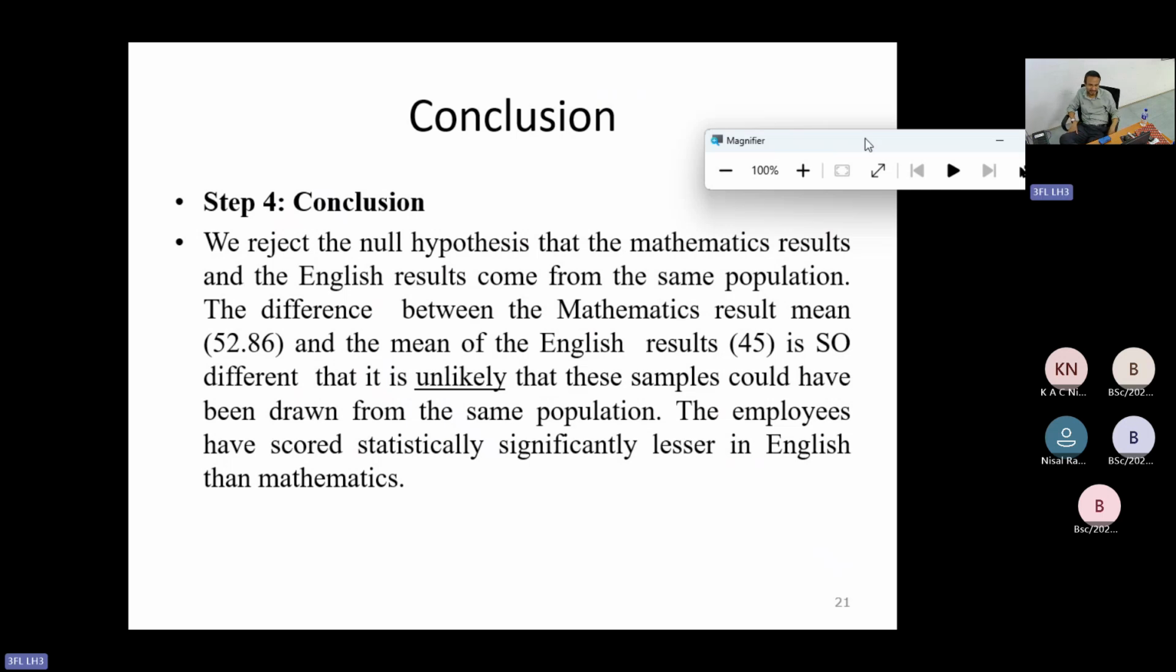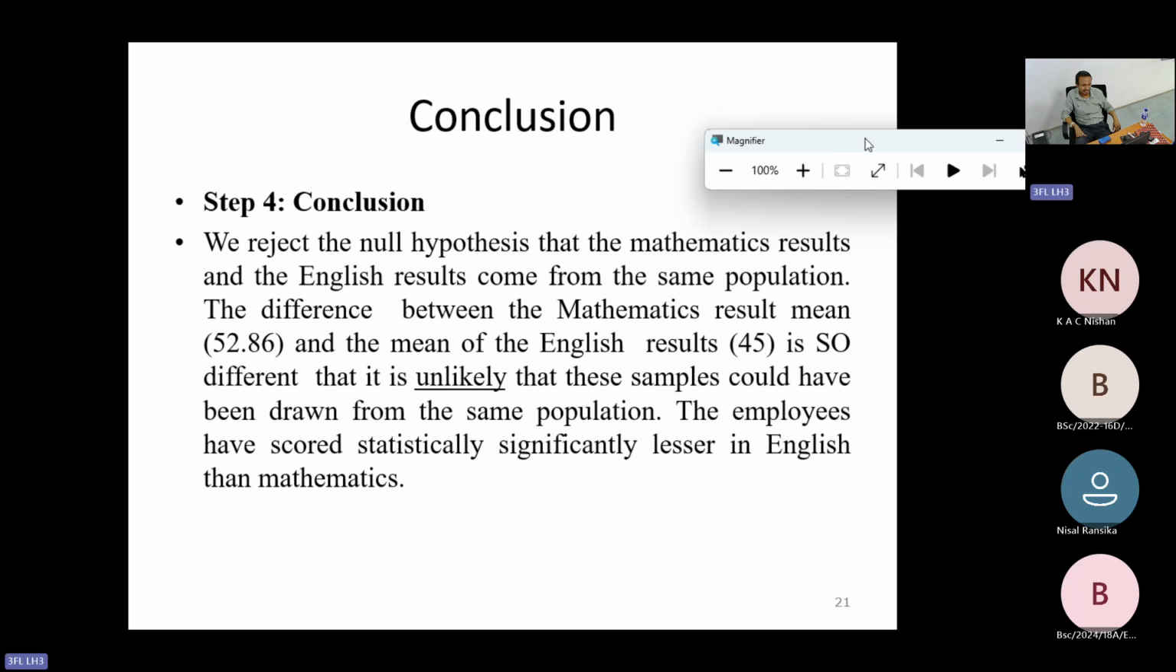The difference between the mean of the mathematics results, 52.86, and the mean of the English results, 45, is so large that it is unlikely they come from the same population. If there is a significant difference, that shows they come from two different skill populations. Their skills are different. The employees have scored statistically significantly lower in English than in mathematics. So they have performed comparatively very poorly in English. But being a salesman, you have to have knowledge of both English and mathematics.